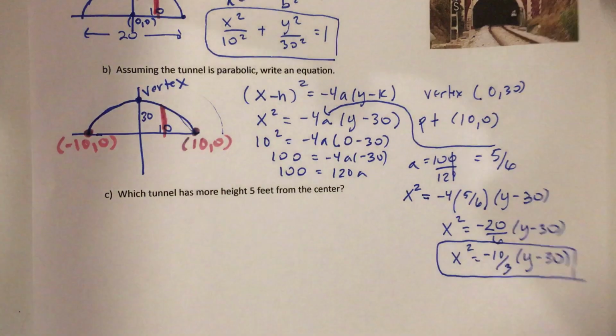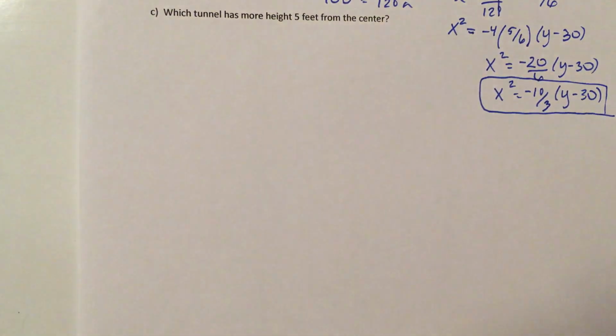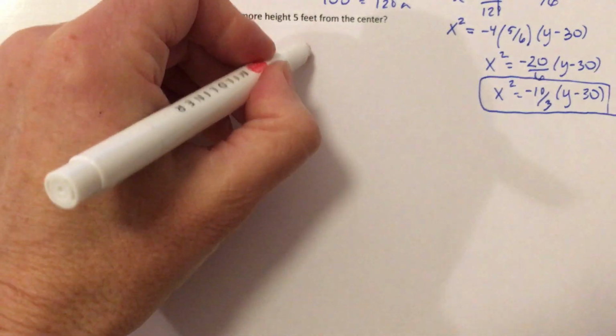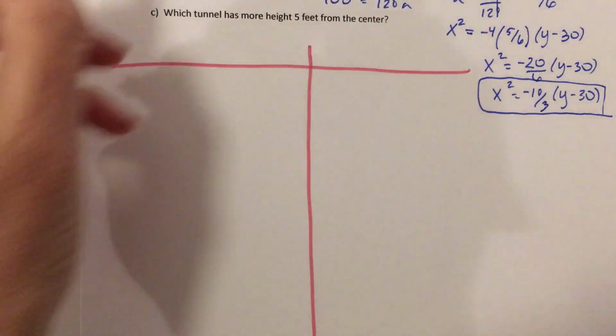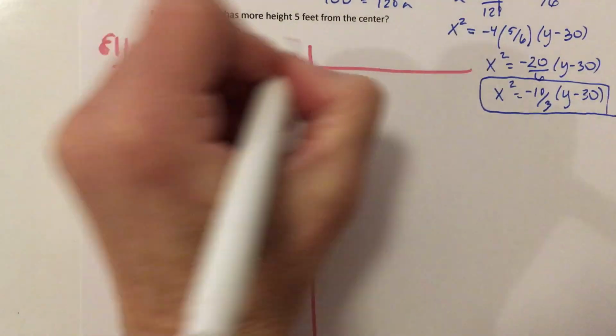All right, so I'm going to have to move this up. We're going to do each equation. Let's break this up into two parts. Let's do the ellipse, and let's do the parabola.